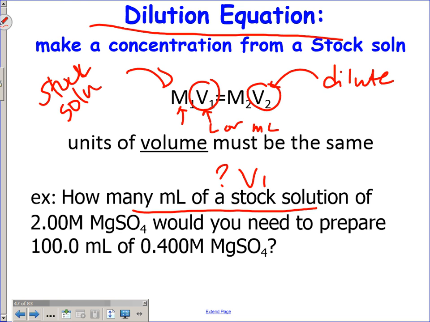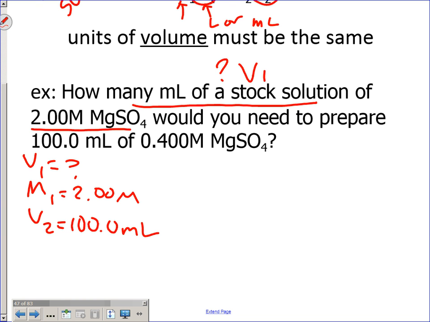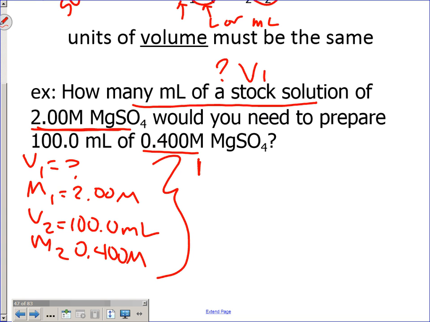Okay, so I'm looking for V1. I'm given M1 as 2 molar. What you need to prepare, so we're preparing a more diluted sample that happens to have a volume of 100 milliliters, and that diluted sample is way less, right? So 0.4 molar versus 2 molar, so 0.4 molar solution. Okay, and as you're writing this down, it's very apparent you're using the M1V1 equals M2V2 dilution equation.